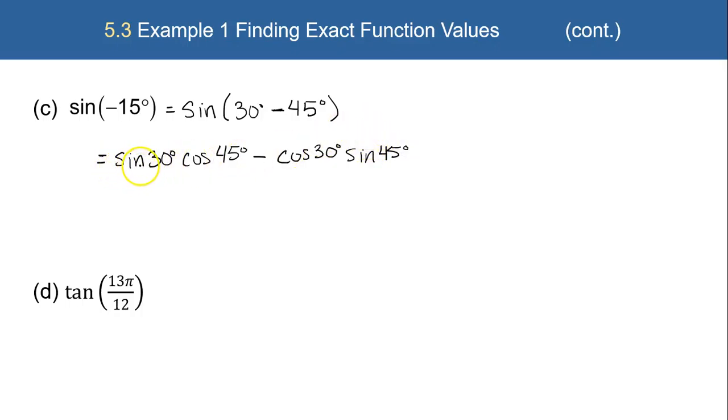Now we know all of the values for each of these, so write those in. So sine of positive 30 degrees, not negative, I was about to say negative, is 1/2. And then cosine of 45, that's the square root of 2 over 2. Minus cosine of 30 degrees, it's the square root of 3 over 2, oops, not 2, 3 over 2. And times sine of 45, which is the square root of 2 over 2.